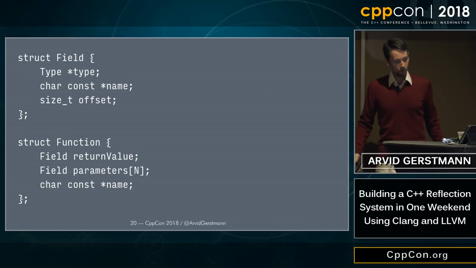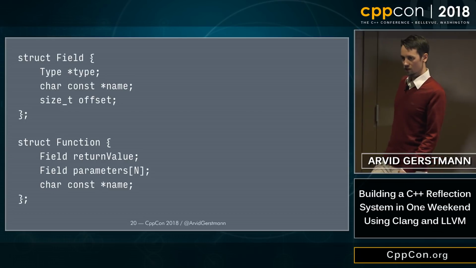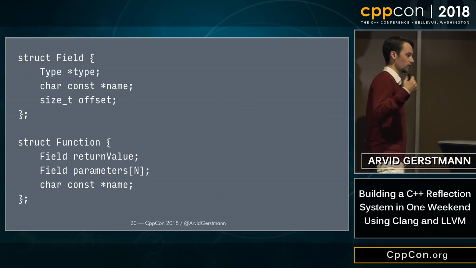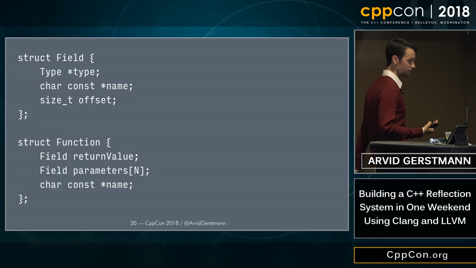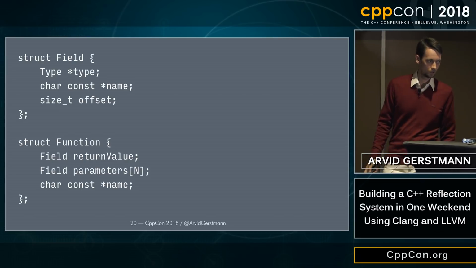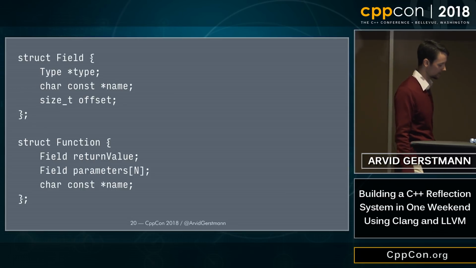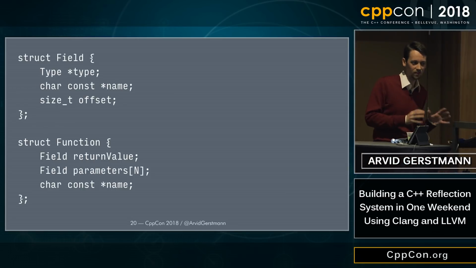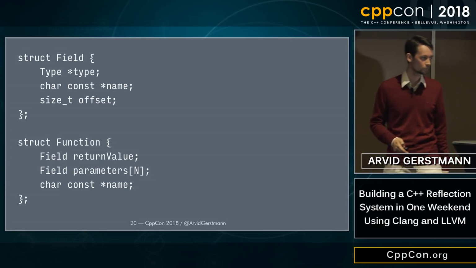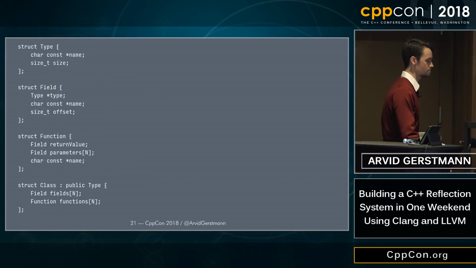Next, we will continue with a function. A function is basically made out of a return value, some sort of parameters, 0 to n, and a name. We use fields to represent return values and function parameters here. This is not exactly 100% correct, but it's a good enough approximation here. With that, we have a single slide with all of our API.